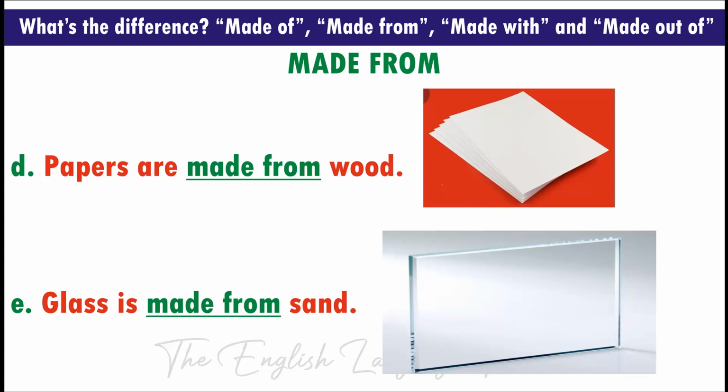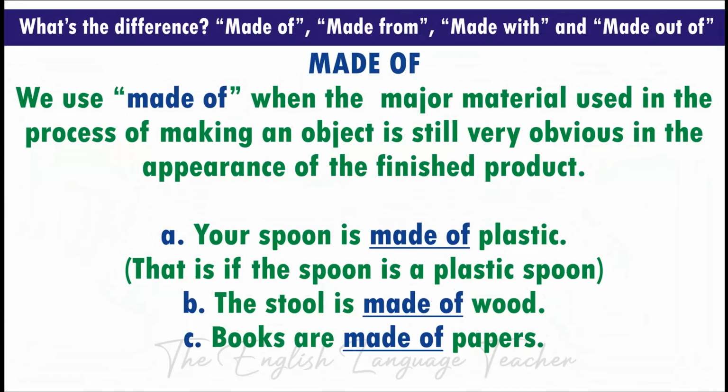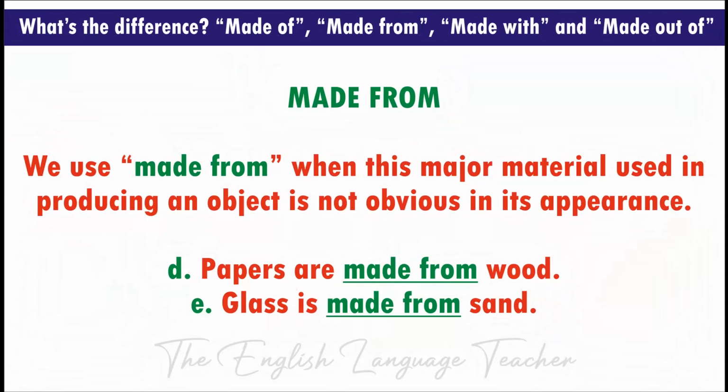So the difference between made of and made from is that in made of, the major material used in producing an object is still obvious in the appearance of that object, while in made from, the material that is used in making such an object is no longer obvious. We do not see that material again. Instead, we see a totally new object.